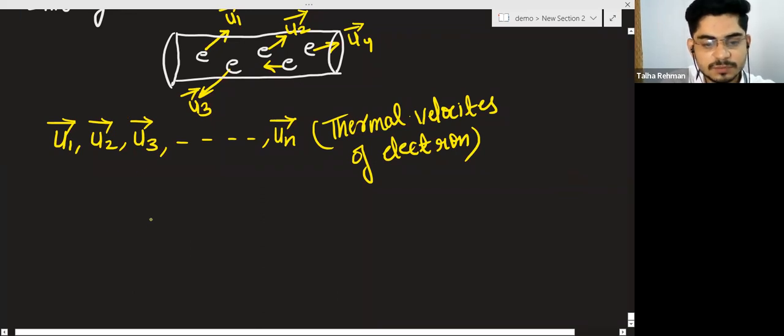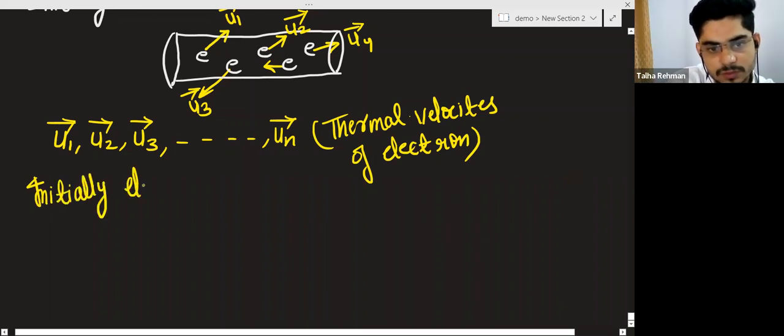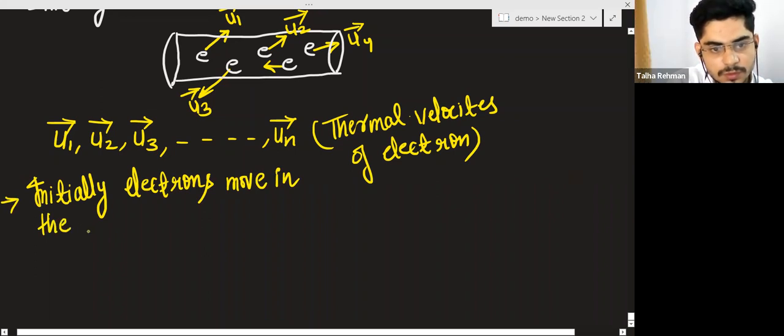Moving electrons initially move in random directions. I should write this also. Initially, electrons move in the random directions.